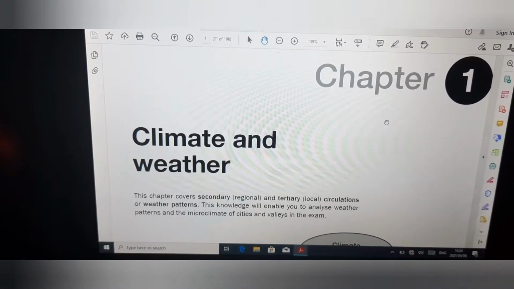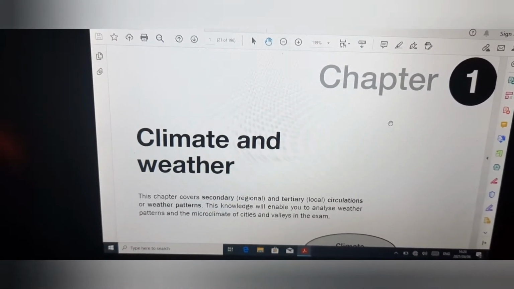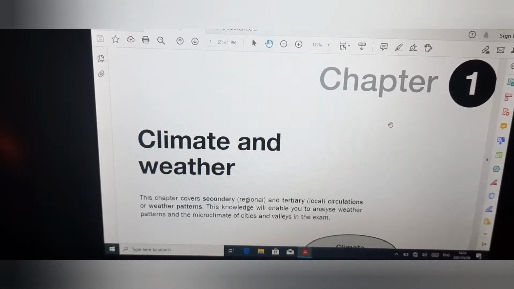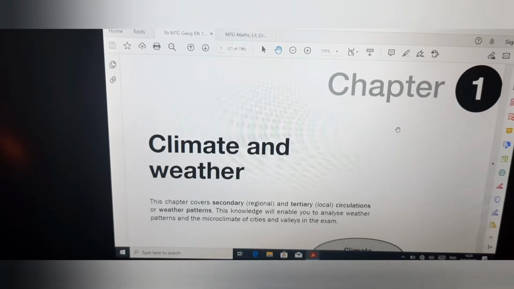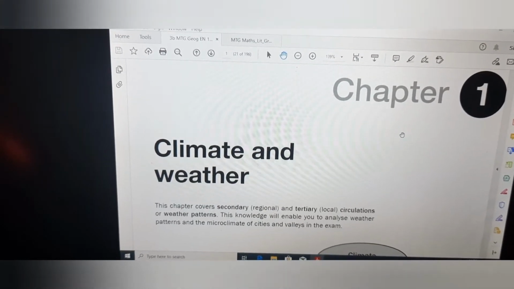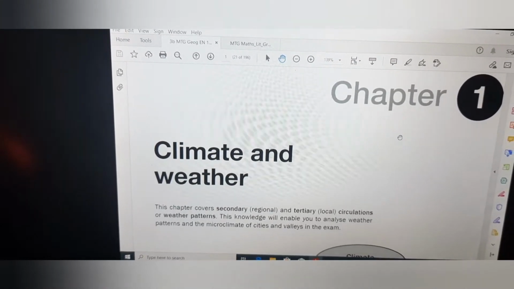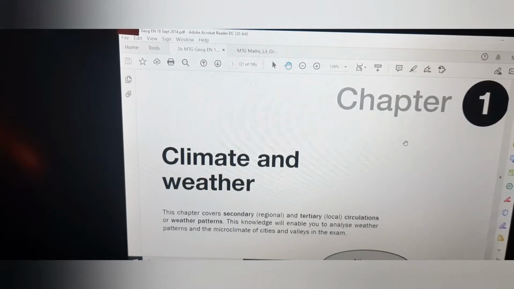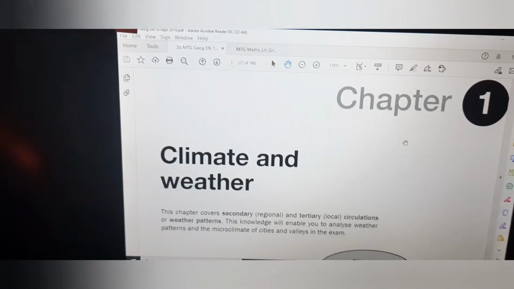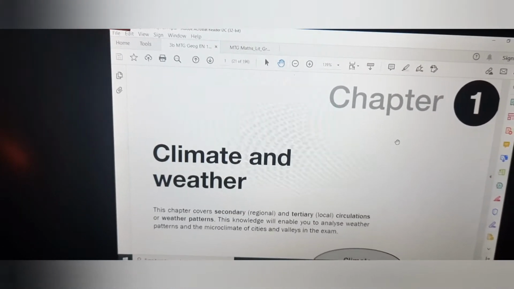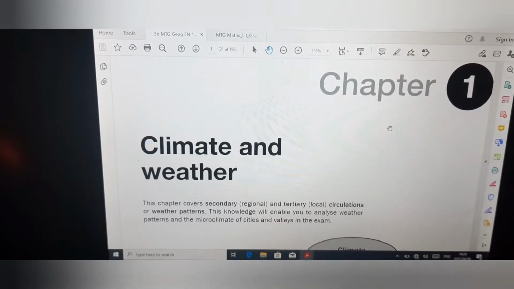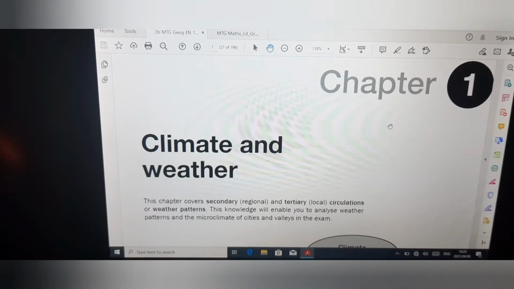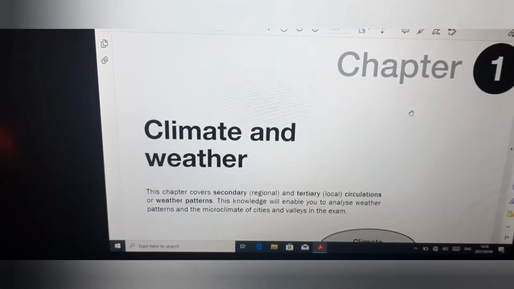So today we're going to be doing chapter 1 of geography, which is climate and weather. Remember, I posted a video of how to answer certain questions. They'll be asking you some of the terminologies that you need to look out for when you are answering geography questions, more especially paper 1. So today we're going to be doing climate and weather, which is of course paper 1.